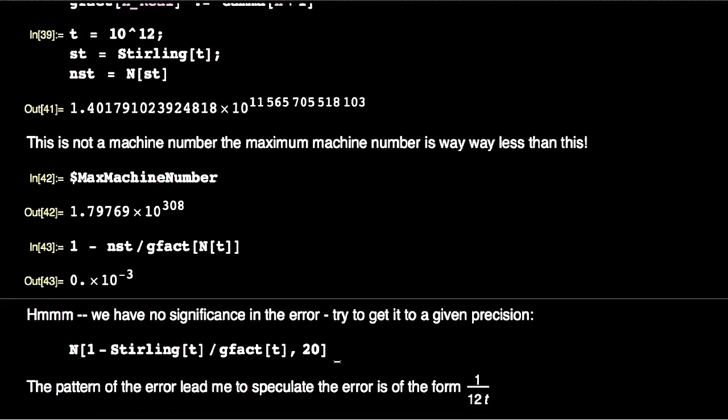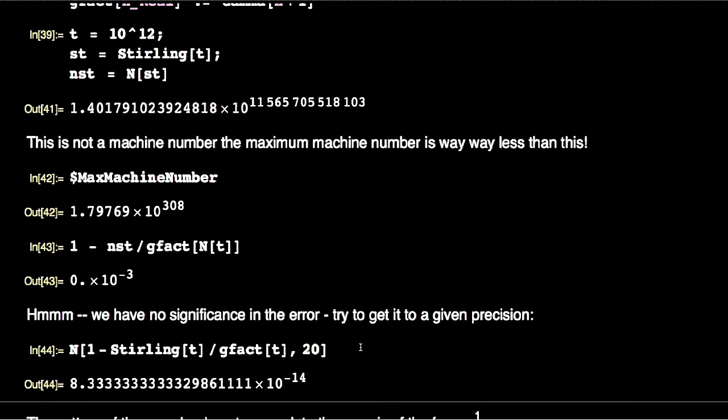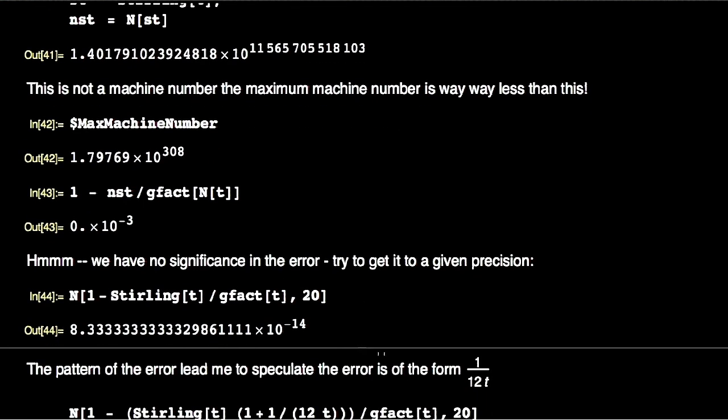I say, I want to get that to 20 digits. I want to know what the real error term is. That gives me the same thing, but this actually has 20 digits of precision. So I know what the size of the error term is. And this might look familiar. The other error term had exactly that same coefficient, 8.333. So I'm going to speculate now, well, the pattern of the error, and you could actually look this up, is something like the O form 20 to the t.